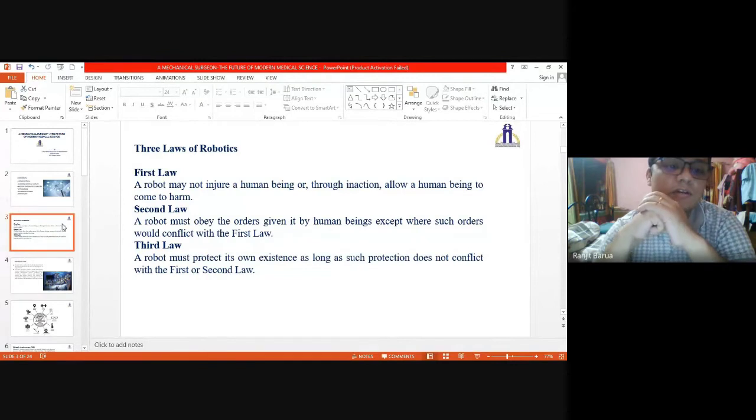The first law is a robot may not injure a human being or, through inaction, allow a human being to come to harm. The second law is a robot must obey the orders given it by human beings except where such orders would conflict with the first law. And the third law is a robot must protect its own existence as long as such protection does not conflict with the first and second law.